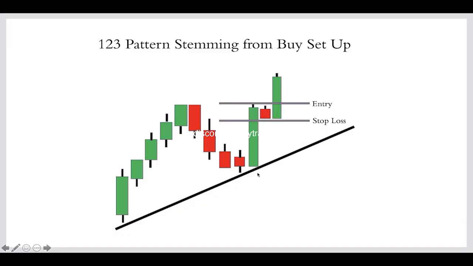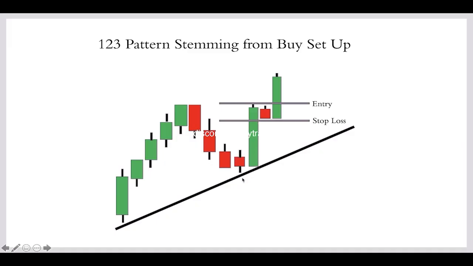And here we have a 1, 2, 3 pattern stemming from a buy setup, right? So let's say you have the rising 20-day moving average that is under price. You have the rally. You begin to pull back. You have your buy setup, where your buy setup entry would be over this candle, right? Stop loss under this candle or under the 20. We have our initial igniting bar, right? The buy setup worked. It triggered. Our entry was right here.